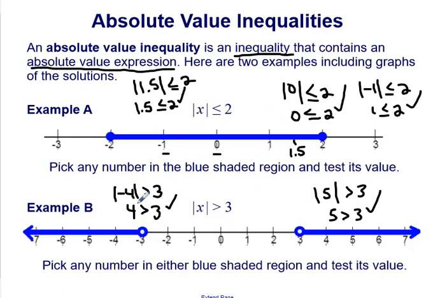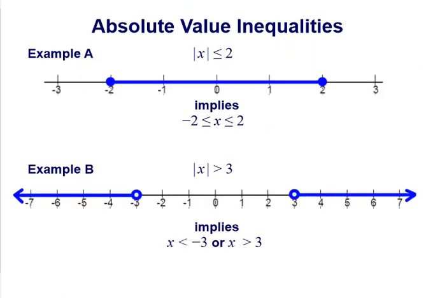So here is an idea of where we're headed and how to get the solutions when we have an inequality. Example A, if that is the solution set, what we know about inequalities is that this graph is the same thing as negative 2 is less than or equal to x, which is less than or equal to 2. And B, the absolute value of x is greater than 3. This graph, we know from inequalities, shows that x is less than negative 3 or x is greater than 3. These are compound inequalities. So it seems the solutions to absolute value inequalities are turning into compound inequalities.